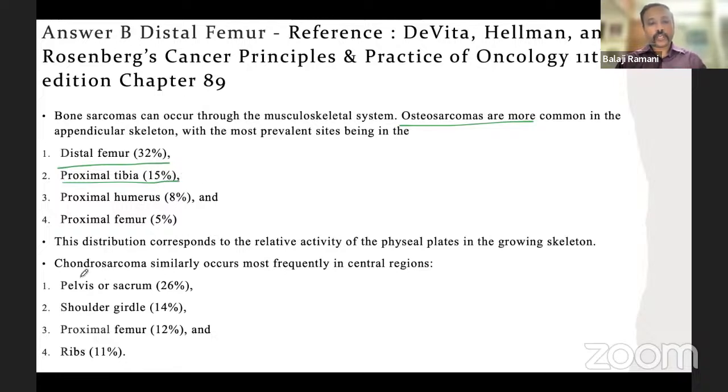On the other hand, if you take up chondrosarcomas, the most common ones are going to be in the pelvis or in the sacrum. Osteosarcoma is going to be in the distal femur, whereas pelvic chondrosarcomas are going to be very, very common.